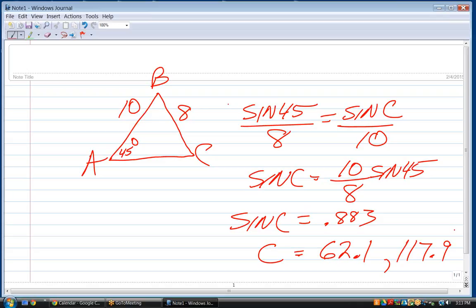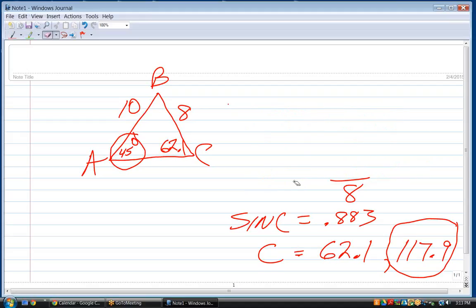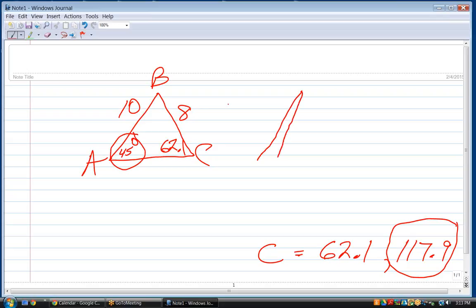Now, in order to have the ambiguous case, this angle plus the one known angle, 45 degrees, if the sum of those two is less than 180, then you do have the ambiguous case of the law of sines. In other words, this angle can be 62.1, if I draw it like that, or it can be 117 if I draw it like that.